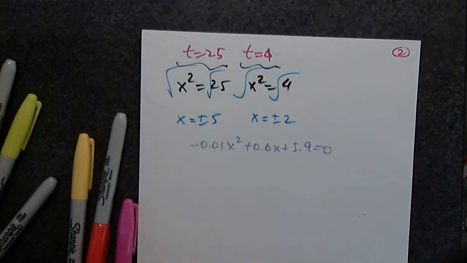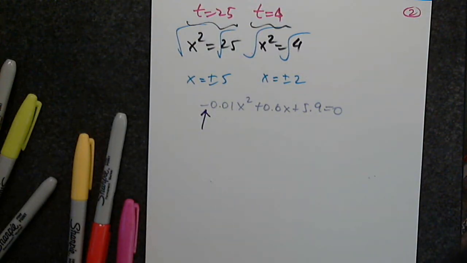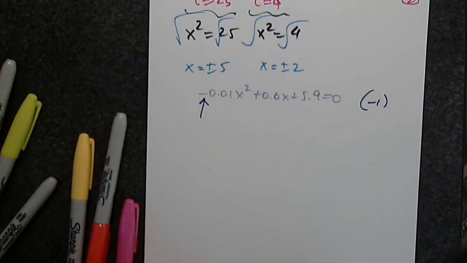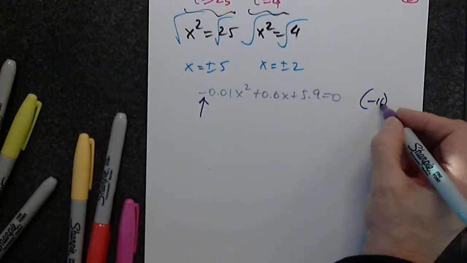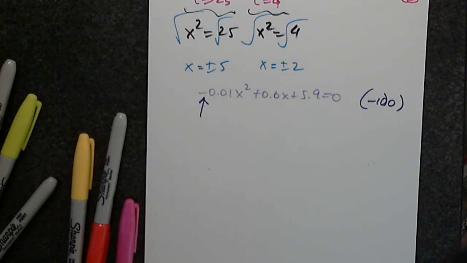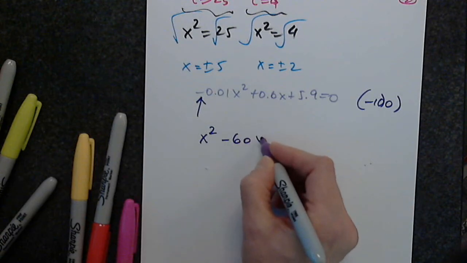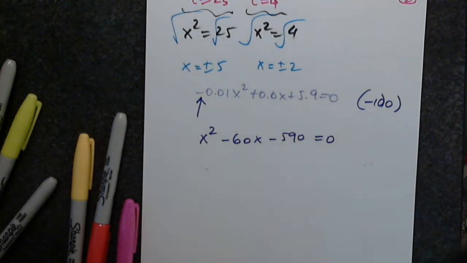Awesome. Well done. So then, first of all, I refuse to solve a quadratic equation with a negative leading coefficient. You can if you want to, but I will never do that. So I will multiply by -1. And what I don't like are the decimal numbers. So I see that if I multiply both sides by -100, I get integers. So then this is x squared, this is -60x, and this is -590. And this is 0.